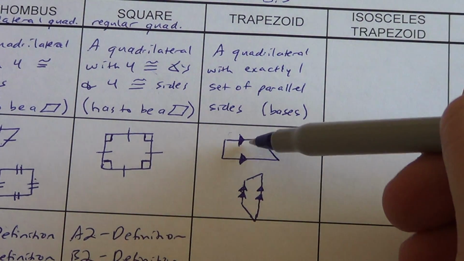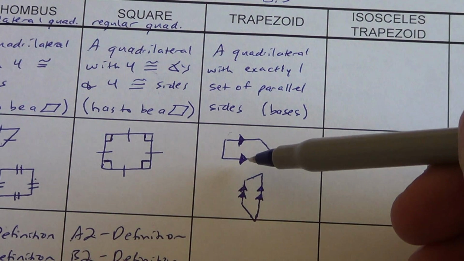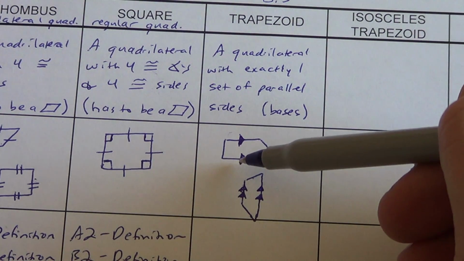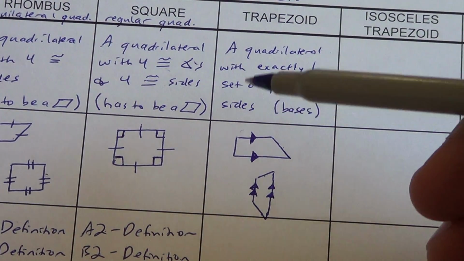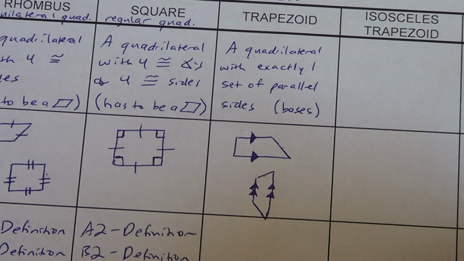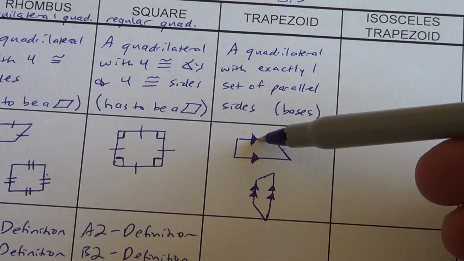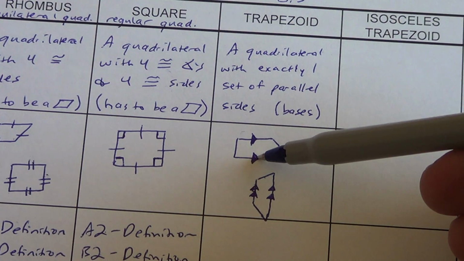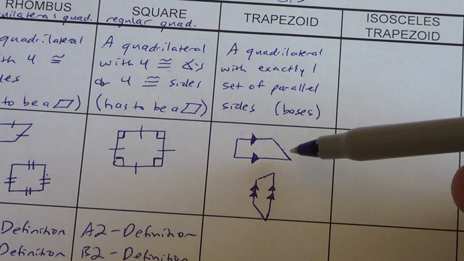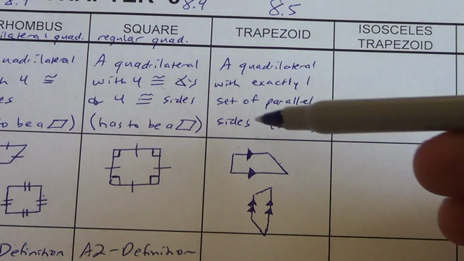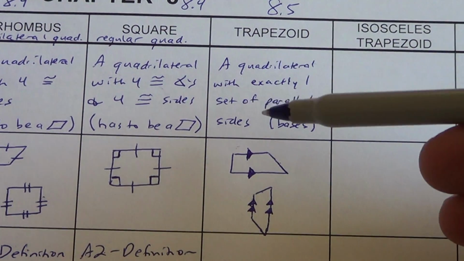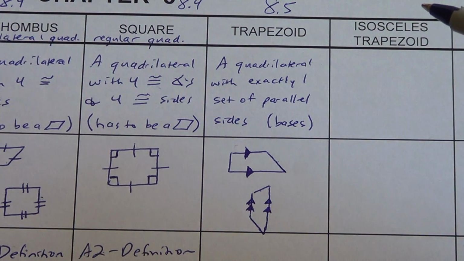All right, also the bases cannot be equal to each other. Right, if the bases are the parallel sides, they cannot be equal, because we had a theorem back in lesson 8.3 that said if one set of opposite sides was both parallel and congruent, then the shape had to be a parallelogram. So if these bases, the parallel sides, were also congruent, then this would be a parallelogram. And a parallelogram, by definition, has two sets of parallel sides. And when we say exactly one set, we're saying it can't have that second set.